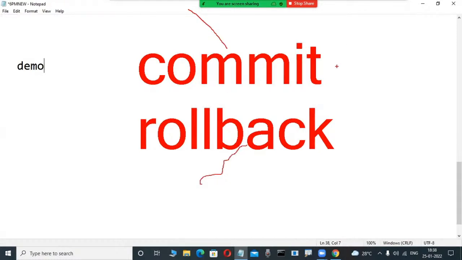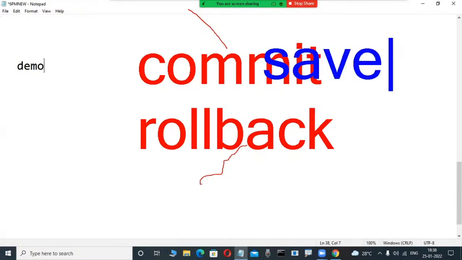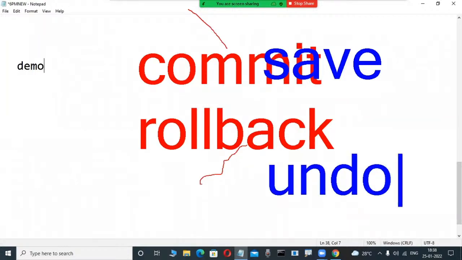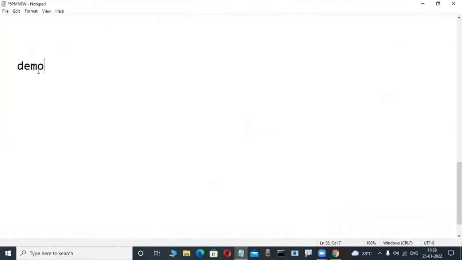This is most powerful. Commit means save. In a relational database, commit means save. Rollback is the same as Control Z in Windows: undo, cancel. You understand. Now check it out. Concentrate here.